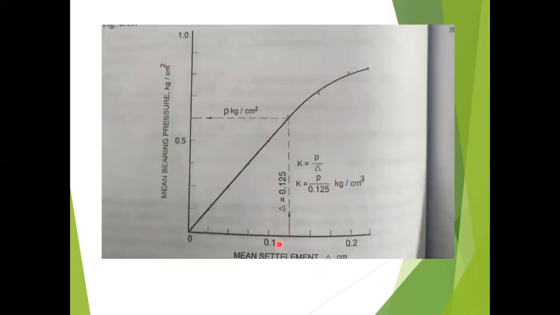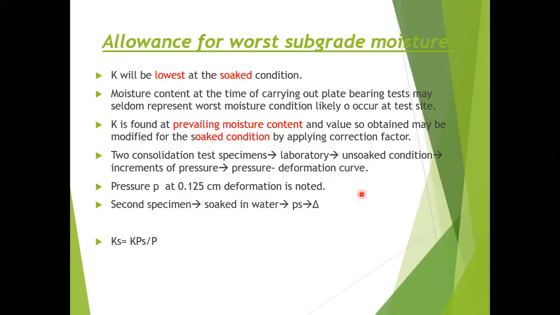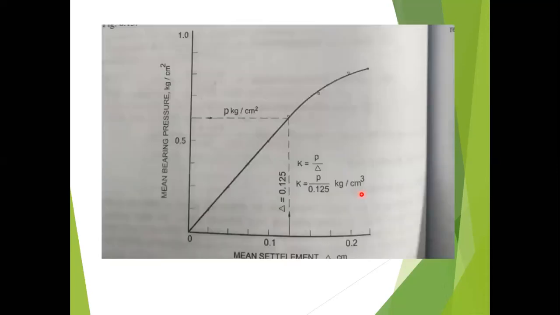This is the plate. You can see here 0.125 centimeter. Okay, so here K is equal to P by delta, where delta means 0.125 centimeter. This is the reason why you have taken 0.125, and its unit is kg per centimeter cube. Okay, this is the general procedure.